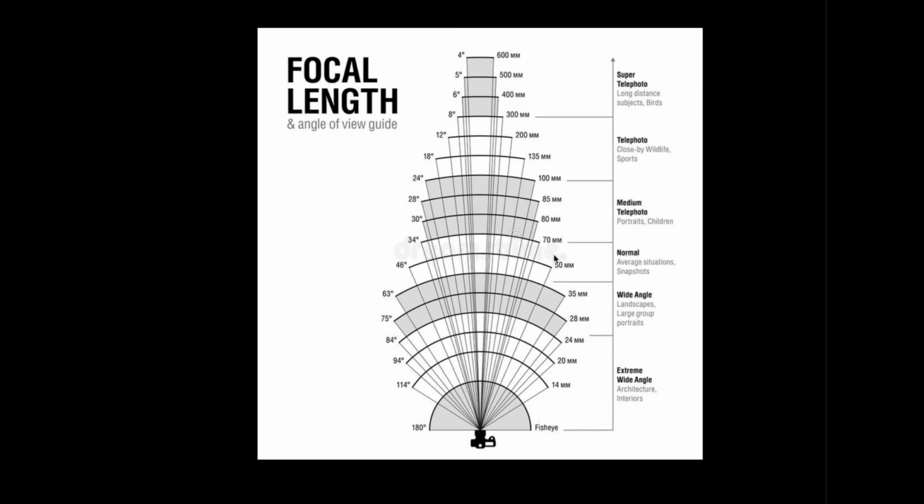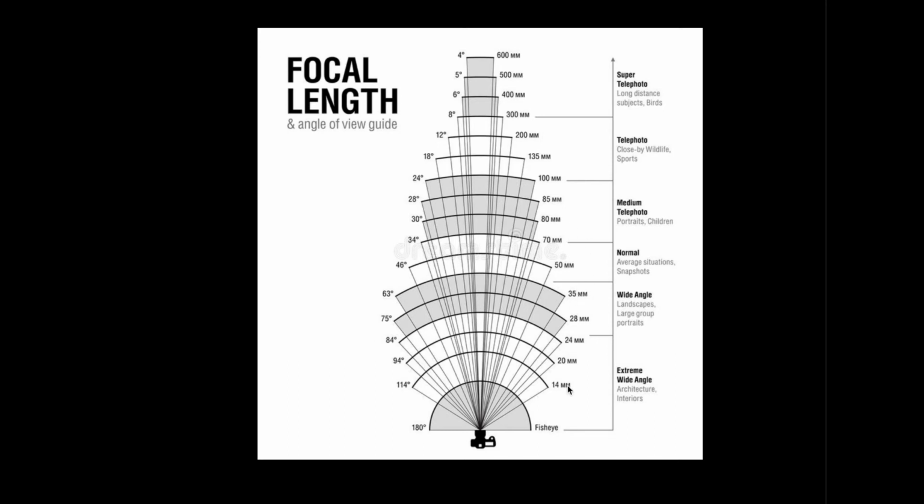So here we have the normal range, right? So this is average situations and snapshots. This is giving you examples of what you can use these different focal lengths for. But right here we have this 50 millimeter. And most of your cameras, the stock lenses, are going to give you access to this 50 millimeters. It might open up to a wide angle and to a medium telephoto, right? So some of your lenses will have a focal length of 28 to, let's say, 70 or 80.